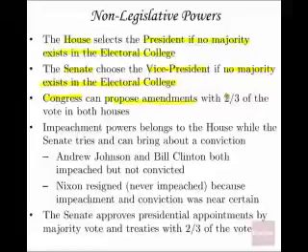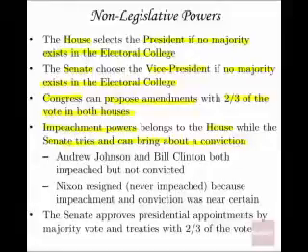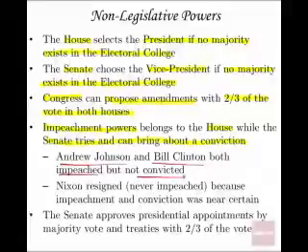Congress can propose amendments with 2/3 of the vote in both houses. Again, this is a standard way that amendments are adopted, and then 3/4 of state legislatures or state conventions would be used to actually make an amendment part of the Constitution. Now, impeachment power belongs to the House, while the Senate tries and can bring about a conviction. Has this ever happened before? Yes and no. Andrew Johnson and Bill Clinton were both impeached but not convicted. With Bill Clinton, his impeachment affair was pretty political, and it went straight party line vote.